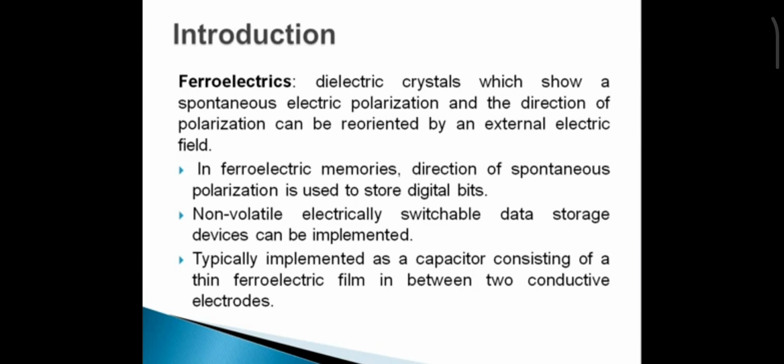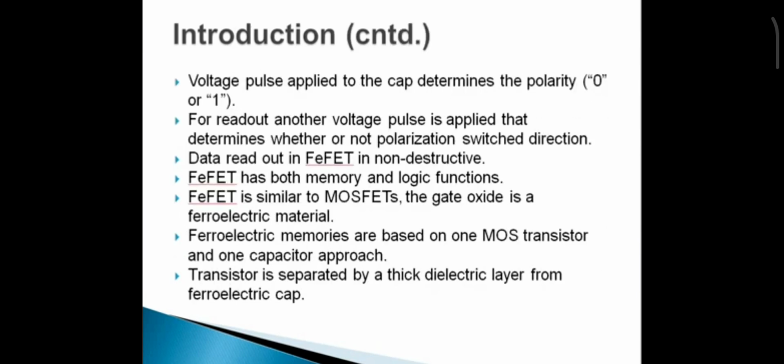One of the characteristics of ferroelectric memories is that non-volatile, electrically switchable data storage devices can be implemented. Typically implemented as a capacitor consisting of a ferroelectric film between two conductive electrodes. These are the applications and characteristics of ferroelectric memories. A voltage pulse applied to the capacitor determines the polarity, 0 or 1. For readout, another voltage pulse is applied that determines whether or not the polarization switches direction.